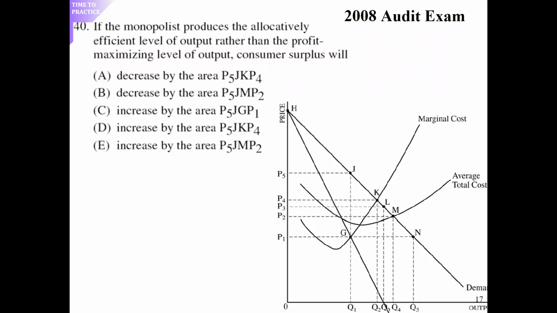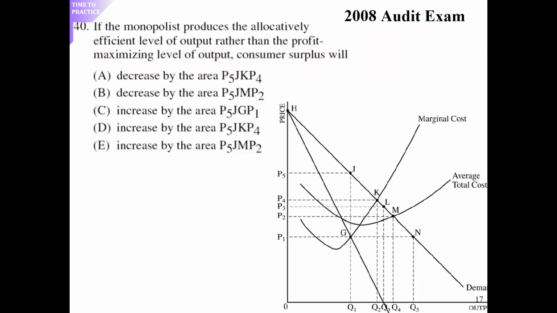But they said the monopolist is going to produce at the allocatively efficient quantity. Allocatively efficient is, Jake? That is average. No. You're thinking of productively efficient. MC equals demand. MC equals demand. Allocatively. Get that? So this would be allocative efficiency.